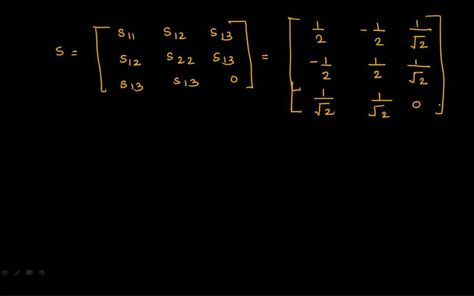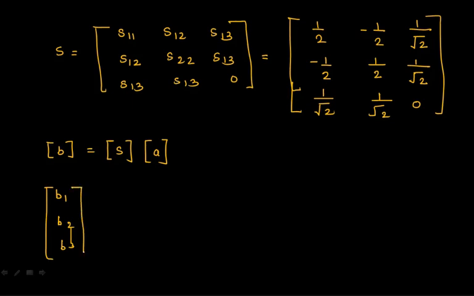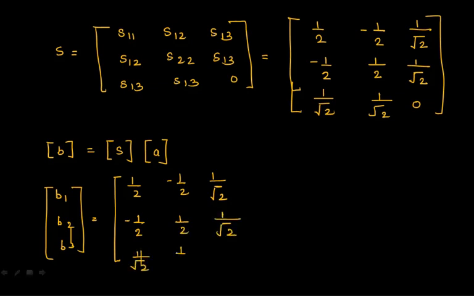If you put all these values in the previous equation, which says that B is equal to S into A, then the complete equation will become B1, B2, B3 is equal to the matrix 1 by 2, minus 1 by 2, 1 by root 2; minus 1 by 2, 1 by 2, 1 by root 2; 1 by root 2, 1 by root 2, 0, multiplied by the inputs A1, A2, and A3.